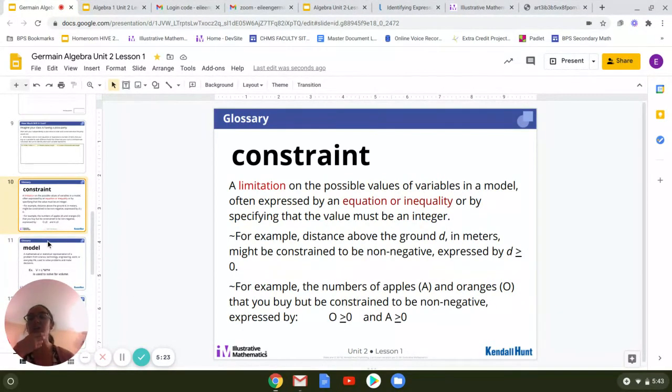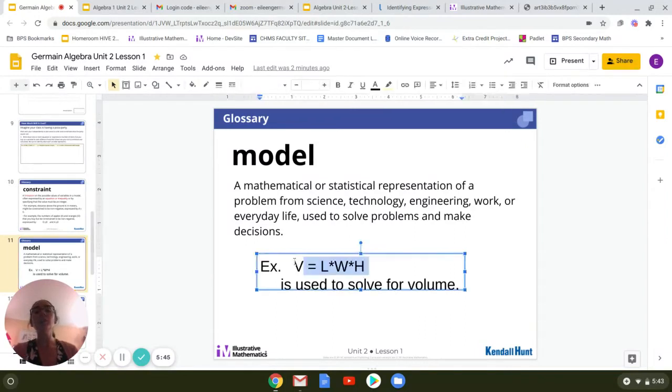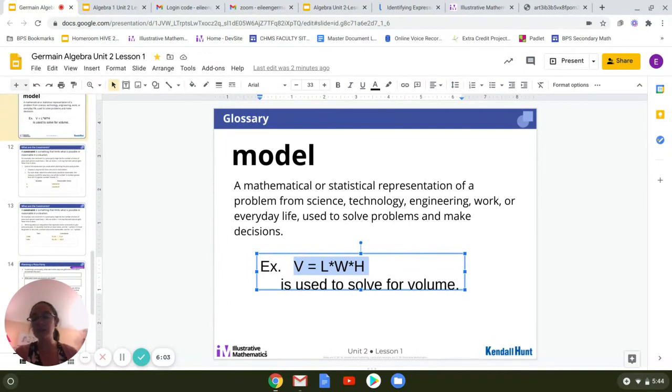Then we talked about models, which are very simple. They're mathematical or statistical representations of a problem from science, technology, engineering, work, or everyday life, used to solve problems and make decisions. There's E equals MC squared, but we're not using that in our everyday lives. One we really could use is finding the volume of something, by multiplying length times width times height. A model is just a mathematical expression or equation that has a real-world context.